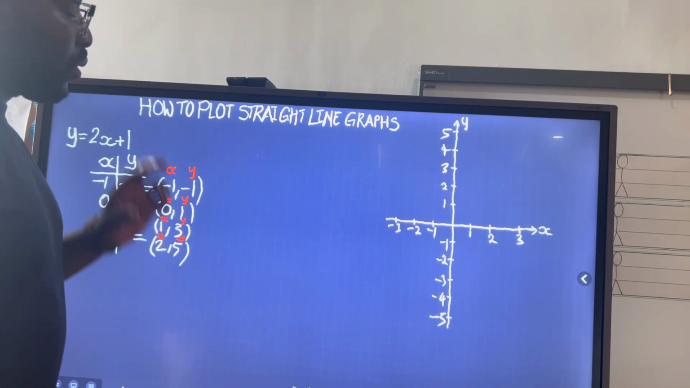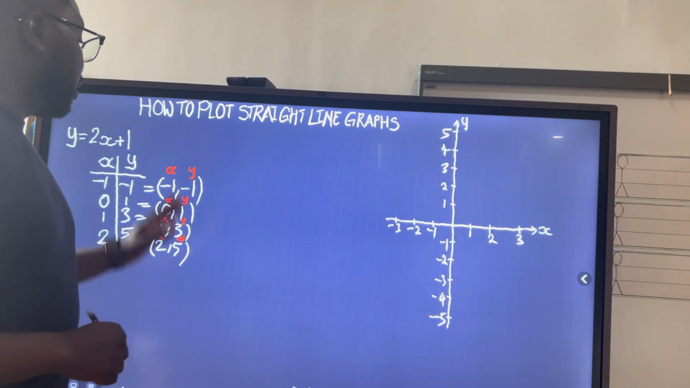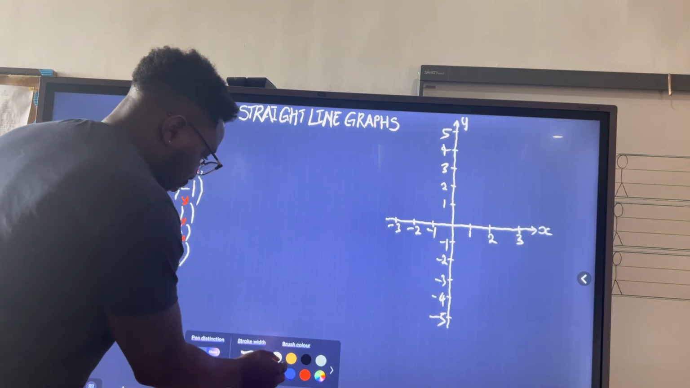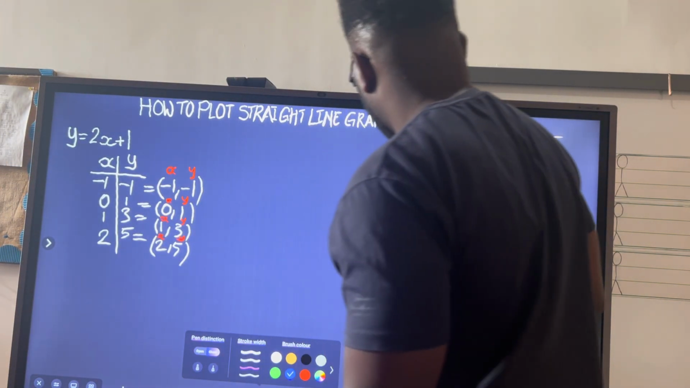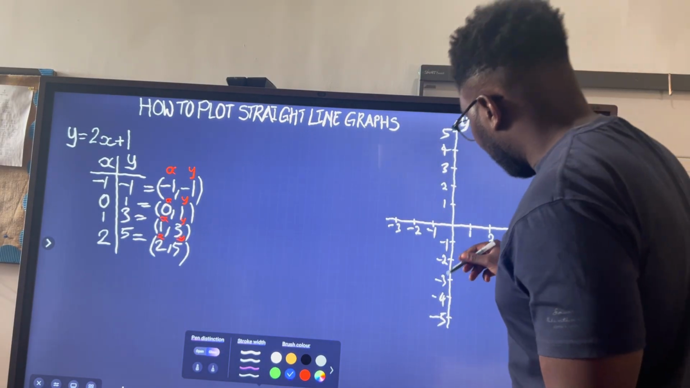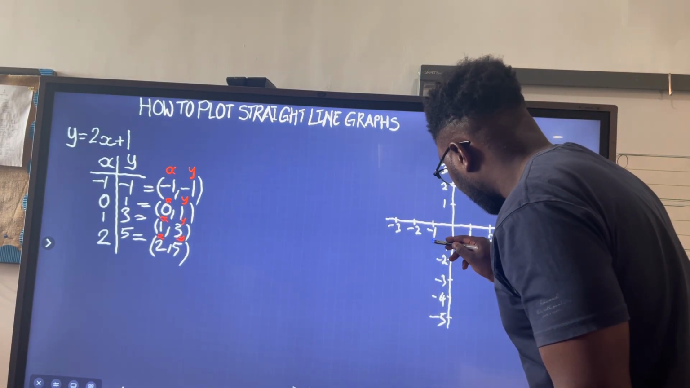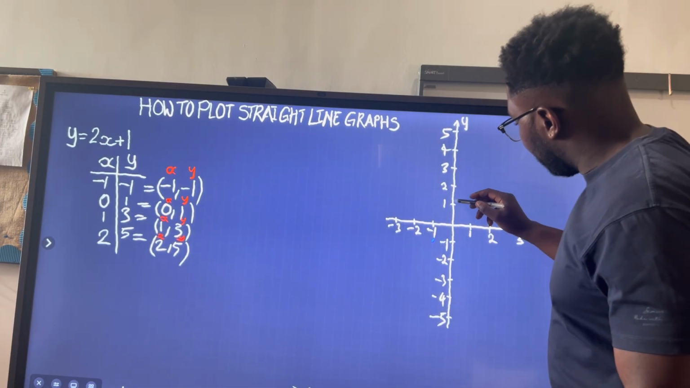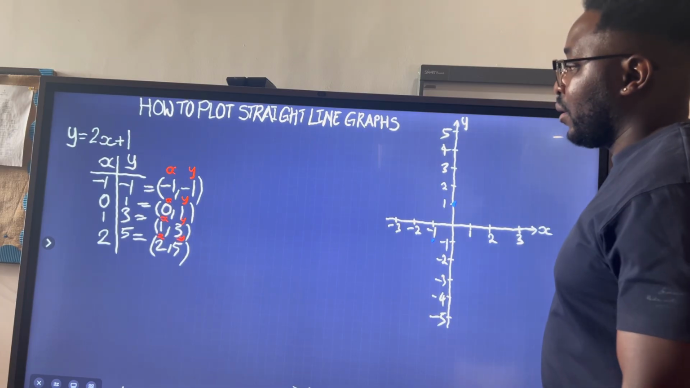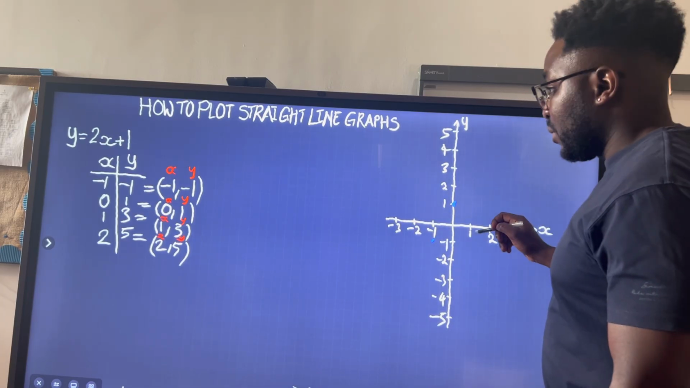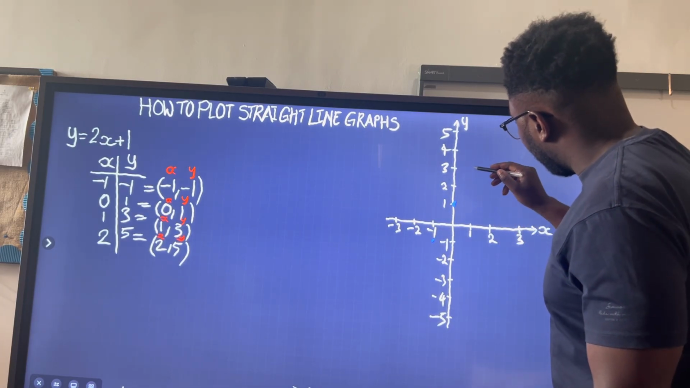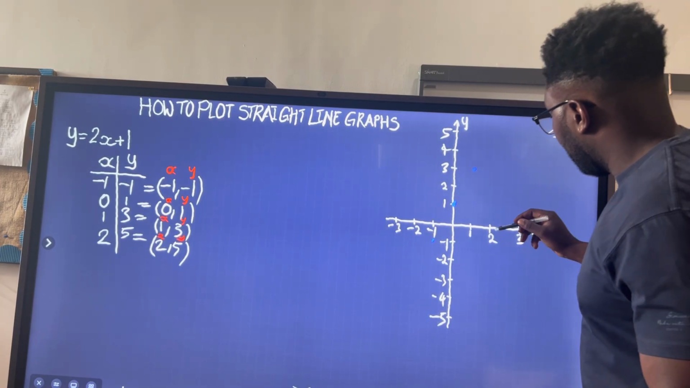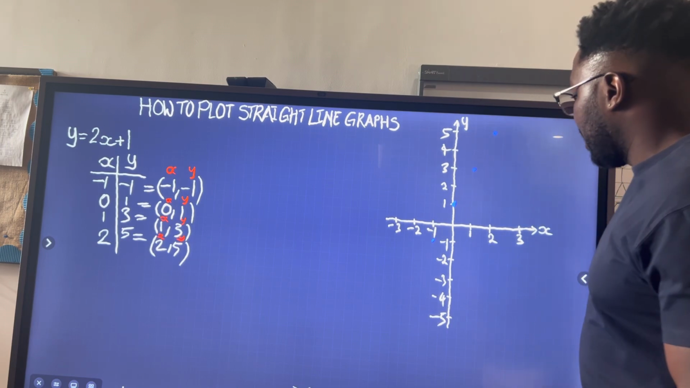Remember, when you're plotting the graph, you always have to start with the what? With the x value. So our first coordinate is what? -1, comma, -1, over here. Our second coordinate is 0, comma, +1, right there. Third coordinate, +1, comma, +3. And my last coordinate is what? +2, comma, +5, somewhere there.